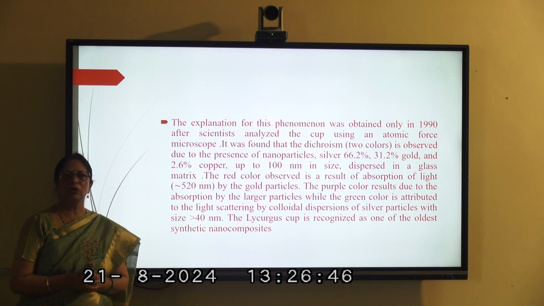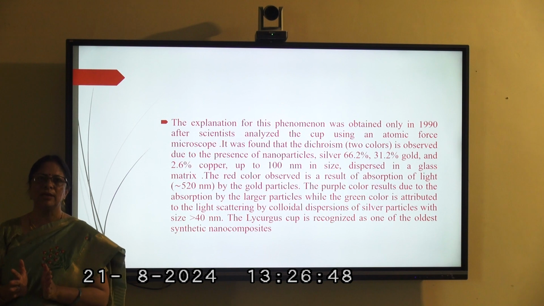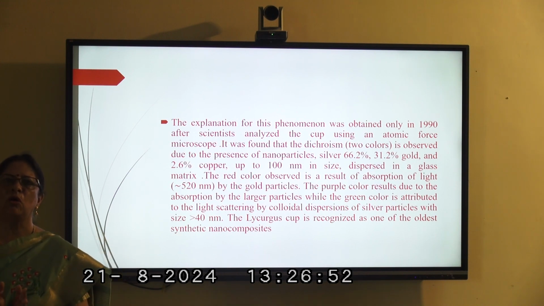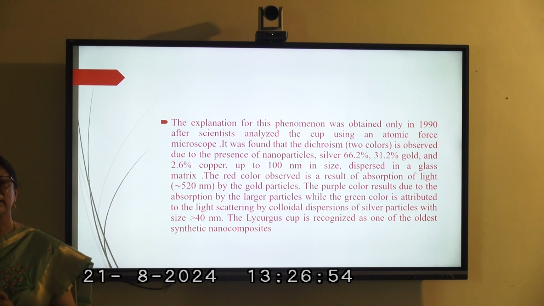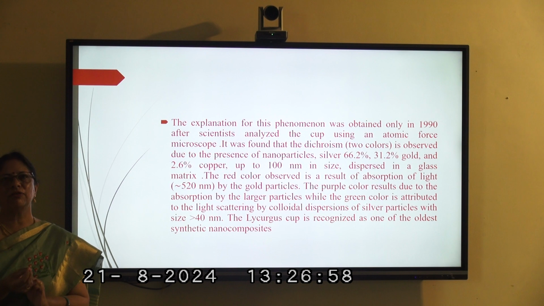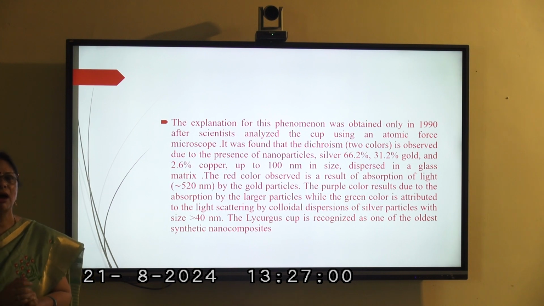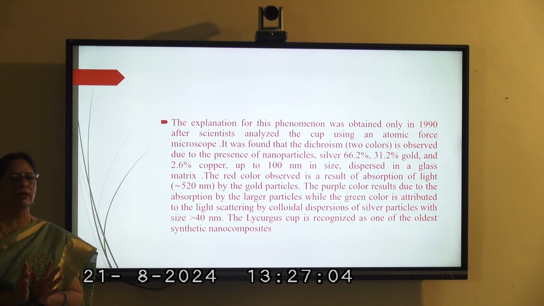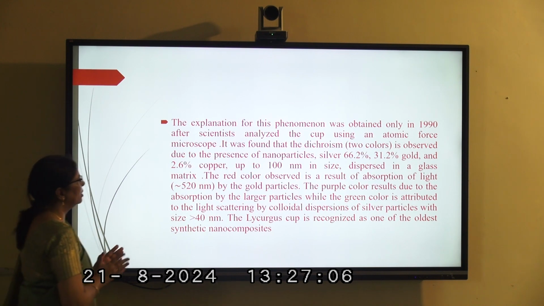As I already told you, if you look at bulk gold metal, it is yellow or golden in color. But when it is ground to a powder, and the fine particles in the powder are on the nanoscale, then its optical properties are altered and it gives a red color.